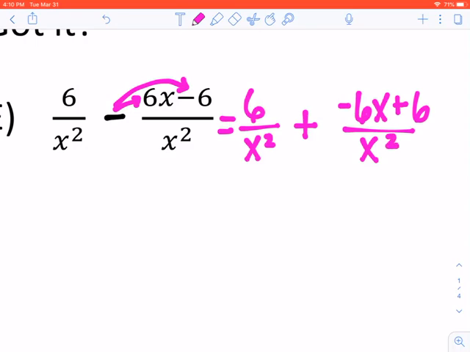So what I've done again is I've taken this negative basically, and I've distributed to the 6x and to the negative 6. Okay. And now it's just about combining the like terms.